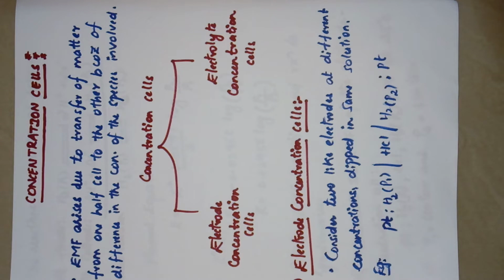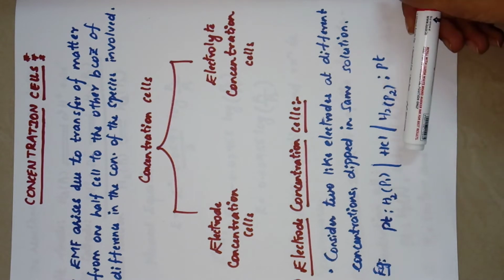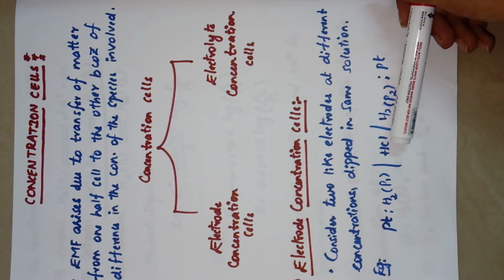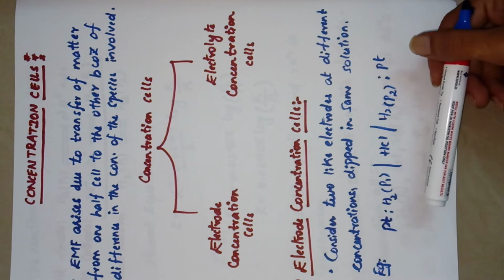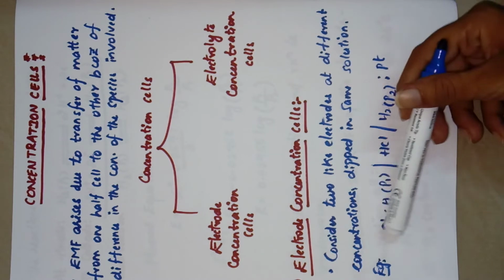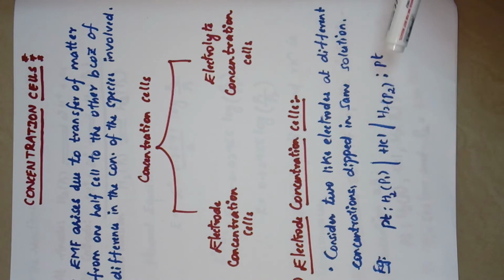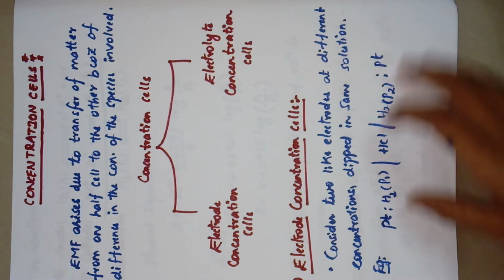You have to understand this, because in the exam they'll give you a cell representation and ask which kind of cell it is, electrode concentration or electrolyte concentration. You can see that the electrolyte is HCl and it is the same for both of them. There is no change in concentration, hence it is not an electrolyte concentration cell and it is an electrode concentration cell instead, because the electrode concentrations are different in the two cases. One is with pressure P1 and another is with pressure P2, with hydrogen gas present.